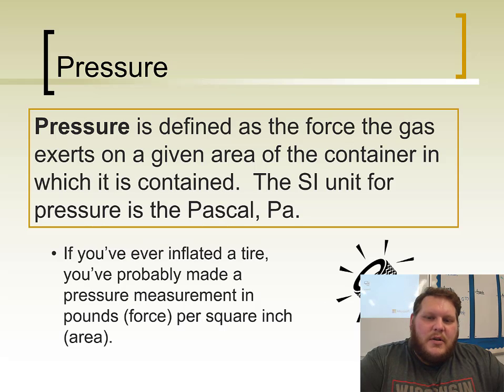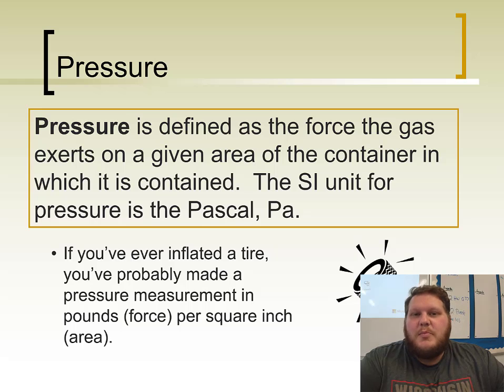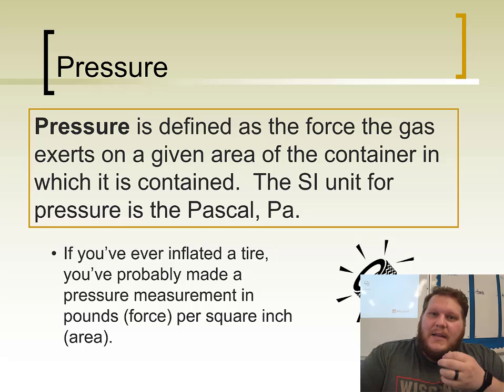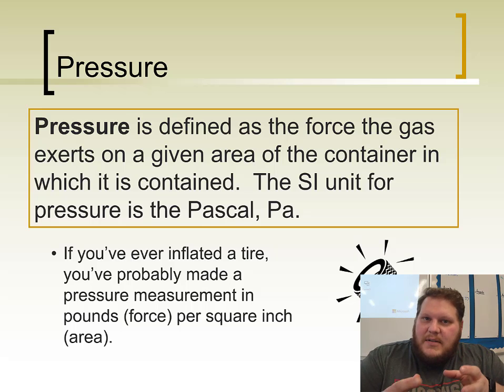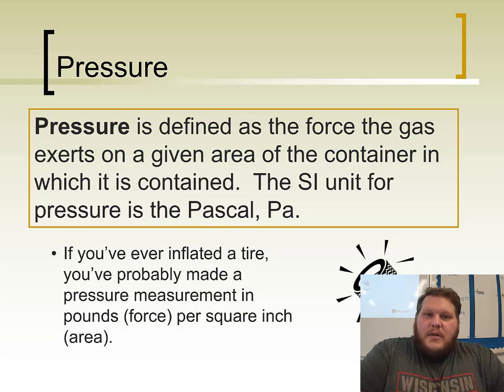So looking at each of those briefly, pressure is defined as the force that the gas exerts on a given area of the container in which it is contained. The standard unit for pressure is pascals. We have other ways of looking at it as well. We have pounds per square inch, PSIs. But it's just basically how much it pushes against whatever it's contained in. So if it's in a container, or in a jar, or in a tire, it's pressing out against the walls of the tire or the walls of the jar that it's sitting in.